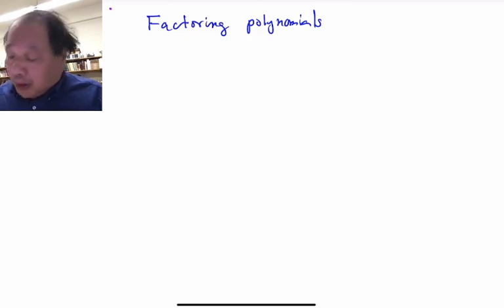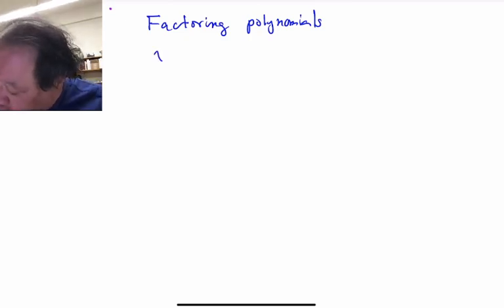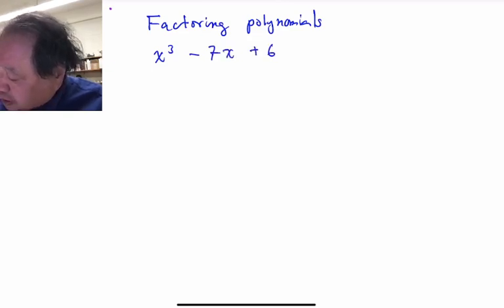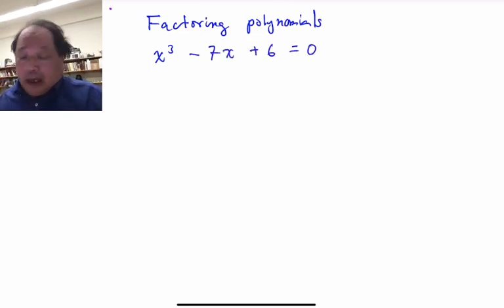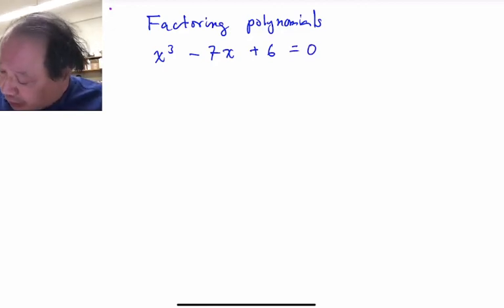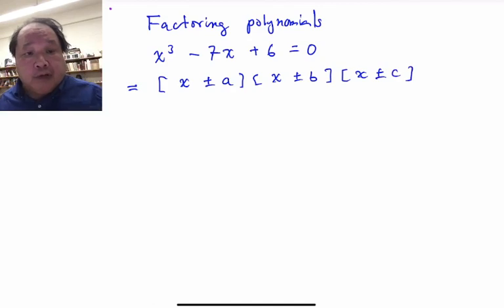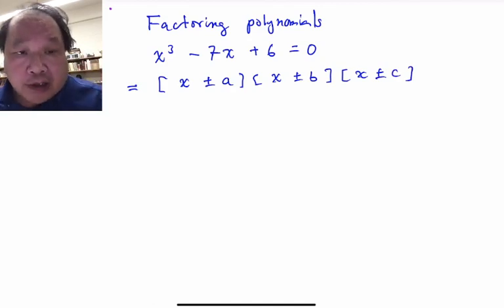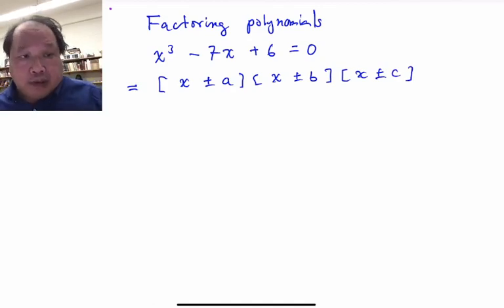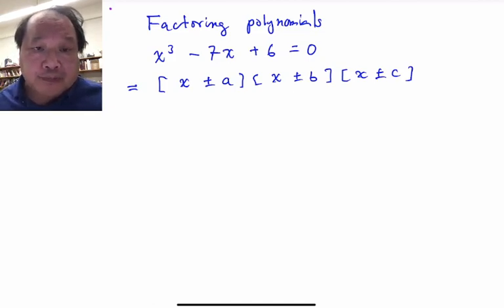So the first polynomial we're going to look at is x cubed minus 7x plus 6 equals 0. And to factor it, we need to figure out x plus or minus some number a. We need to find the a times x plus or minus some number b times x plus or minus some number c. And factoring is unlocking what the actual a, b, and c values are.